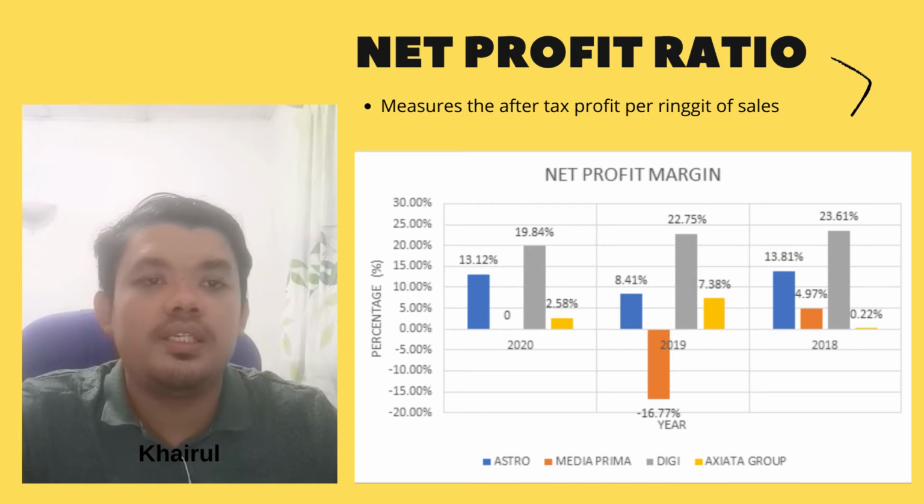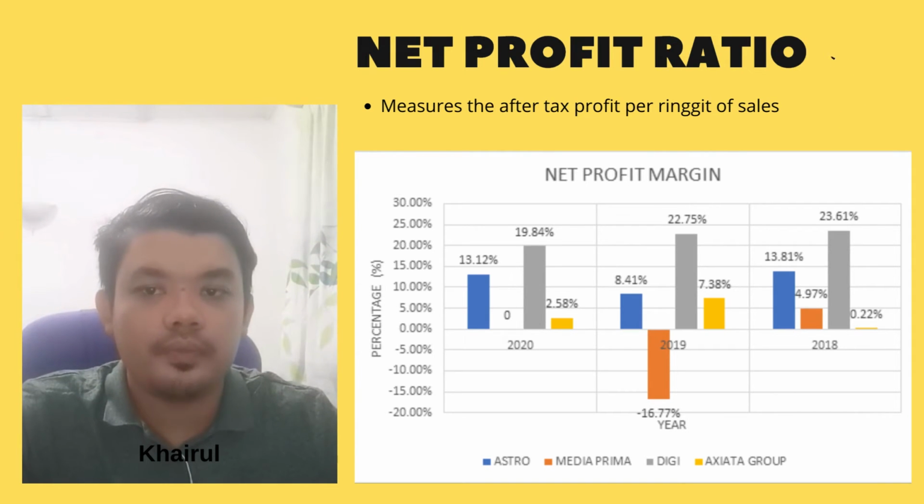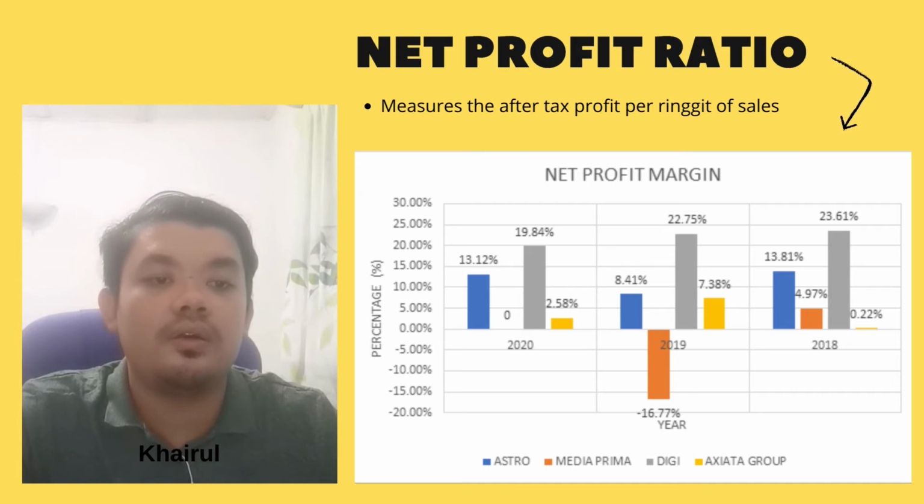Based on the graph, DG has the highest percentage in 2018 compared with Astro, Media Prima and Axiata Group. Even so, the percentage of DG is decreasing, which on the graph is 23.16% in 2018, 22.75% in 2019 and 19.84% in 2020. While the percentages for Astro, Media Prima and Axiata Group are not equivalent.